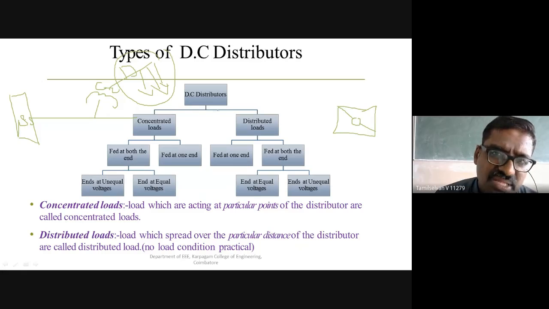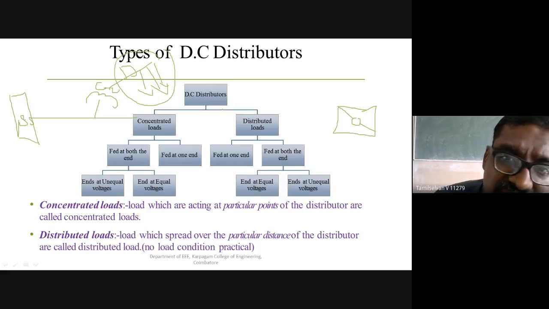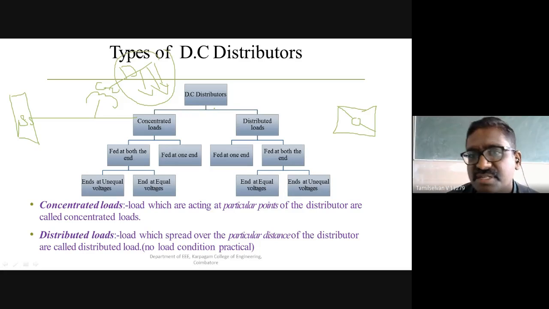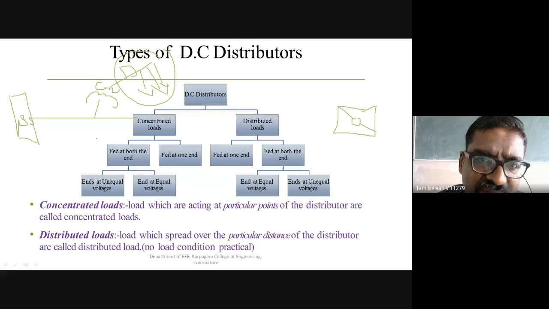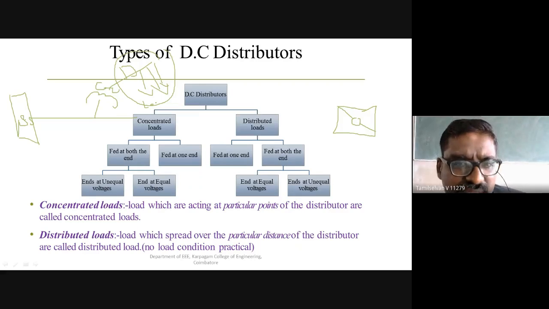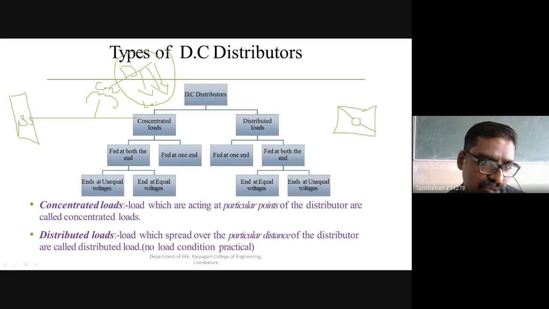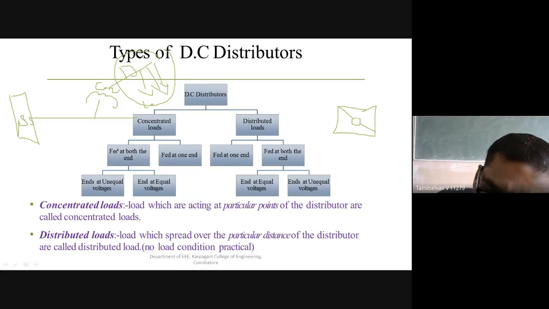We'll have an AC distributor and a DC distributor. If we take up the DC distributor, the types are based on the type of load, which we call the supported load. So based on the load, the distributor may have a concentrated load or a distributed load. With a concentrated load, we can feed it at one end, or we can feed it at both ends.